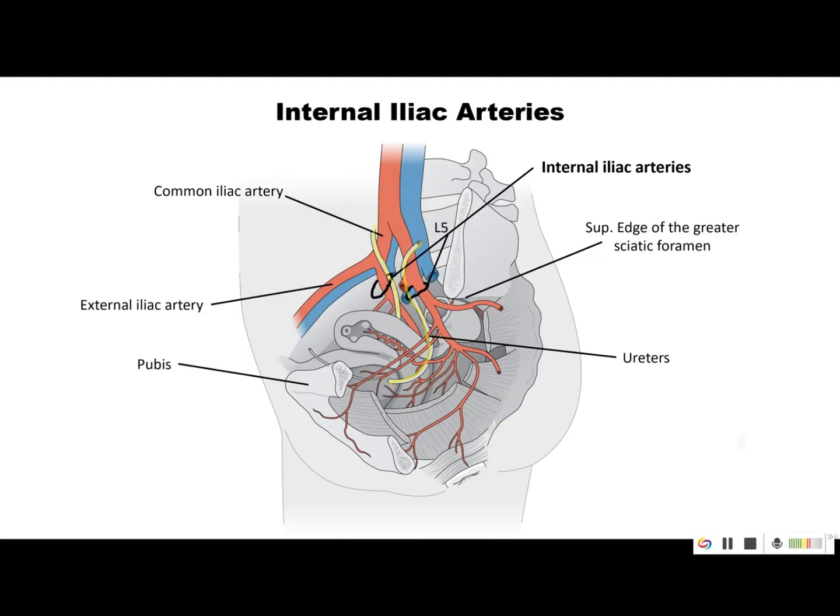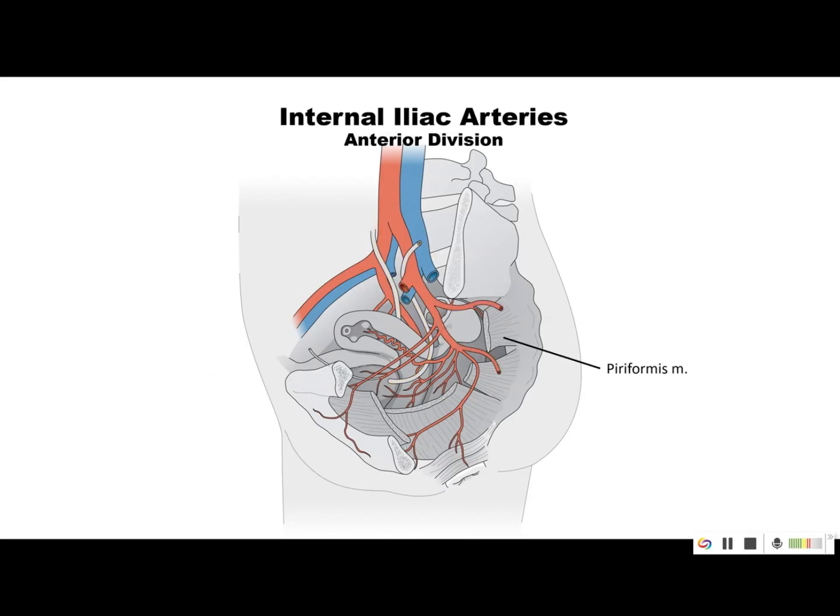Although variations are common, the internal iliac artery usually ends at the superior edge of the greater sciatic foramen by dividing into an anterior and a posterior division. The posterior division is also known as the muscular branch, as it supplies the piriformis muscle, the gluteus medius and minimus muscles posteriorly, and the musculoskeletal structures associated with the ilium, sacrum, and the lower lumbar region.